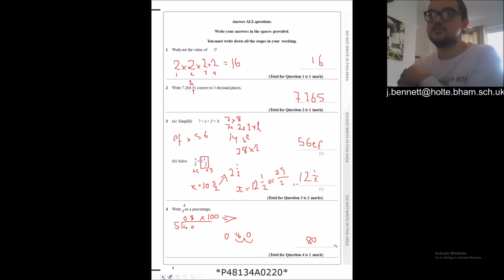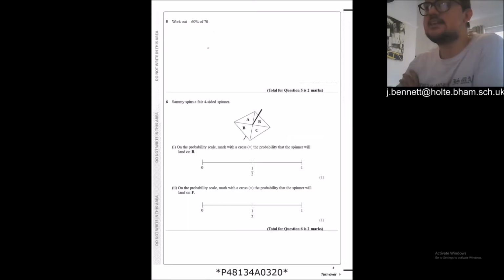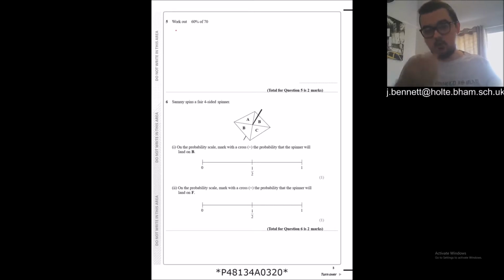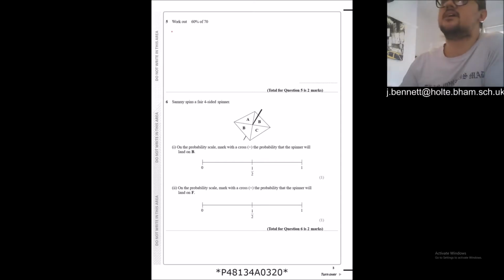Let's go to the next page. Work out 60% of 70. So, let's work out 10% and then multiply by 6. That's always a good way of doing these kind of questions, especially if it's a multiple of 10 in the percentage. So if it's 10%, 20%, 30%, 40%, etc., you just find 10% by dividing by 10, moving the decimal place, or crossing out a 0, and then you just multiply by whatever you need to multiply to get to the percentage. So let's do that.